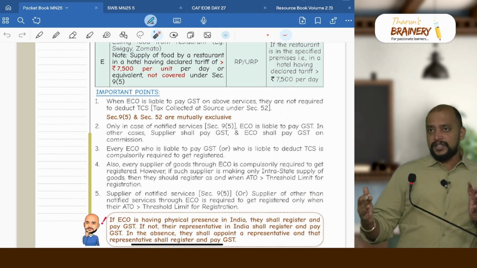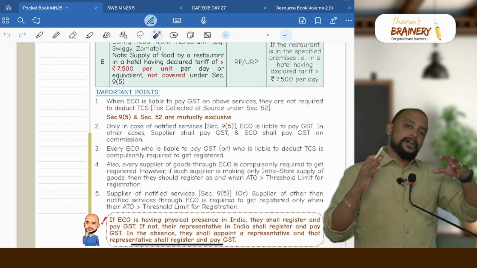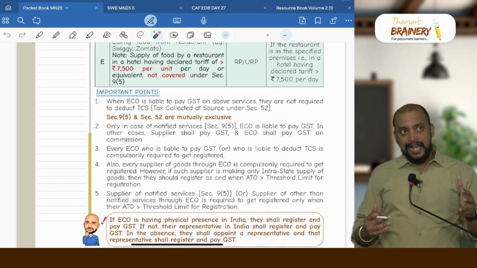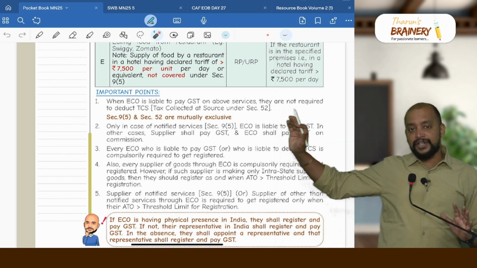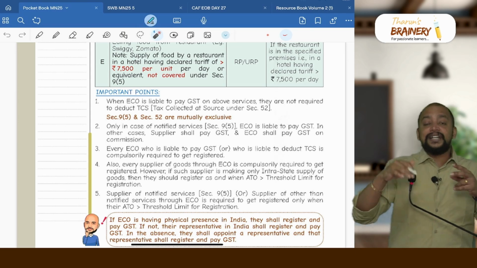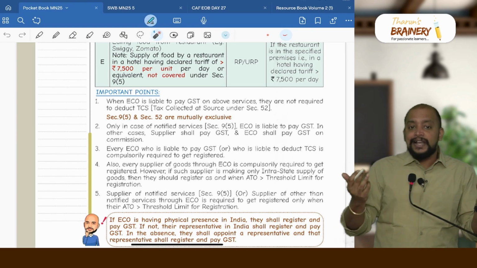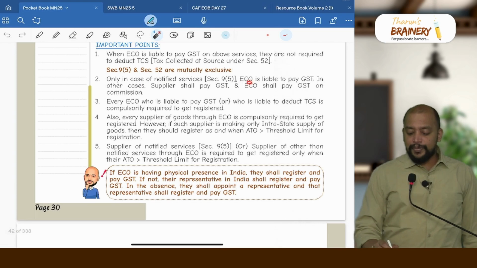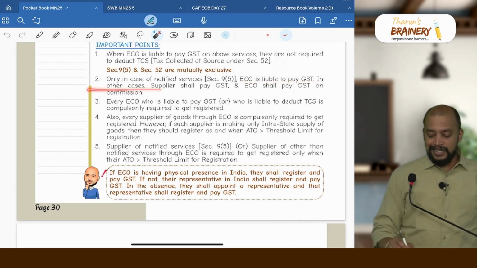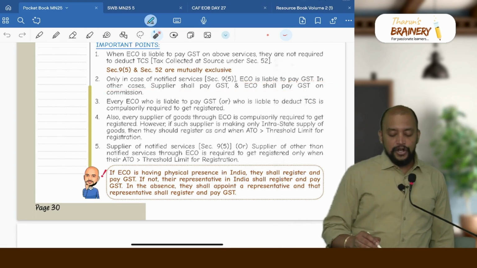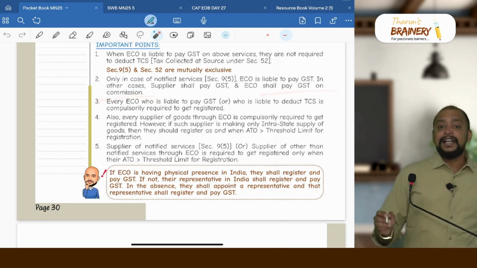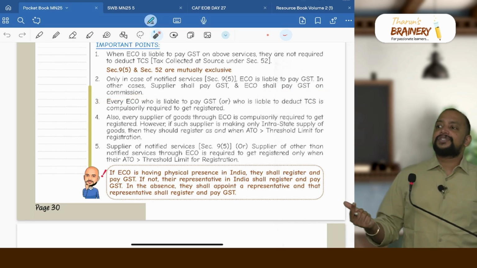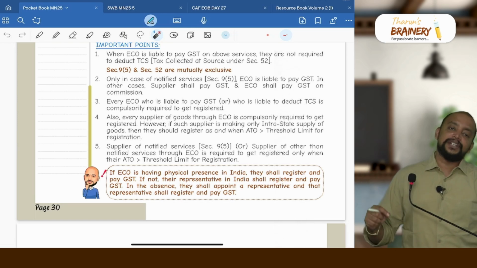And as this portion is only about charge under the CGST Act, the TDS TCS provisions will not be tested here, but the connecting provisions of TDS TCS can be tested. Only in case of notified services, the e-commerce operator is liable to pay GST. In other cases, the supplier shall pay GST and the e-commerce operator shall pay GST on the commission. So therefore, whenever the e-commerce operator is not paying GST under 9(5), at least on the commission they will be paying GST.